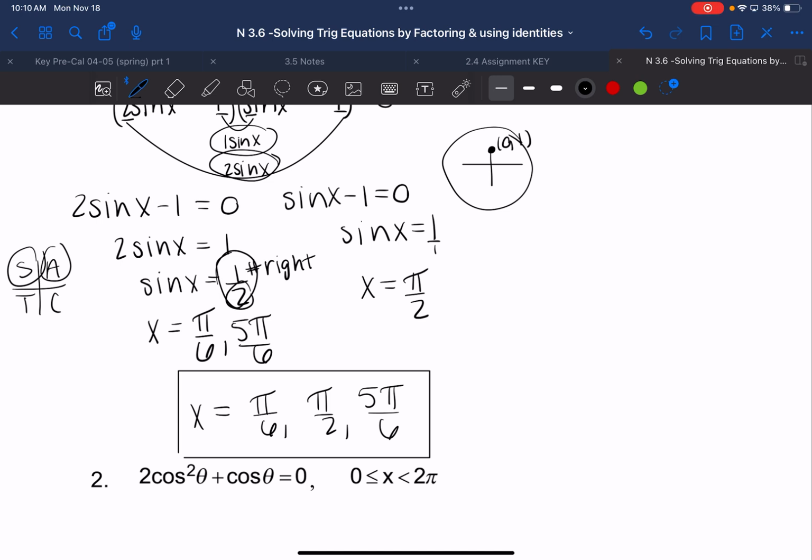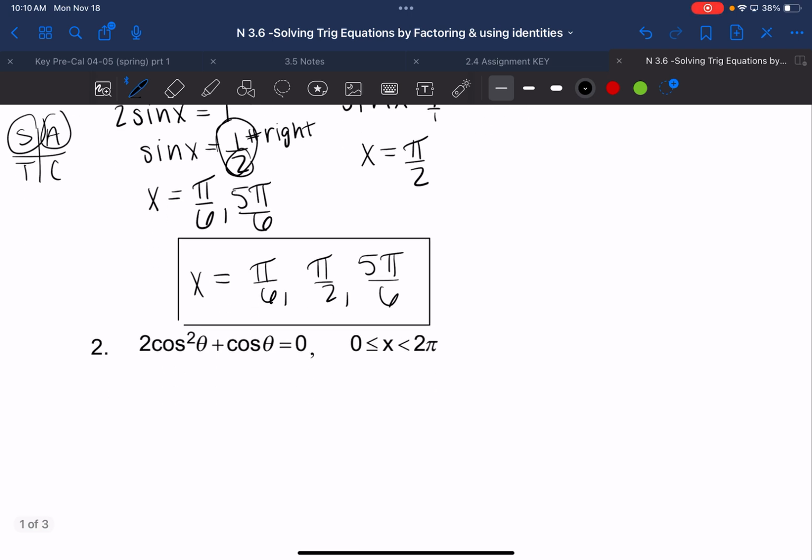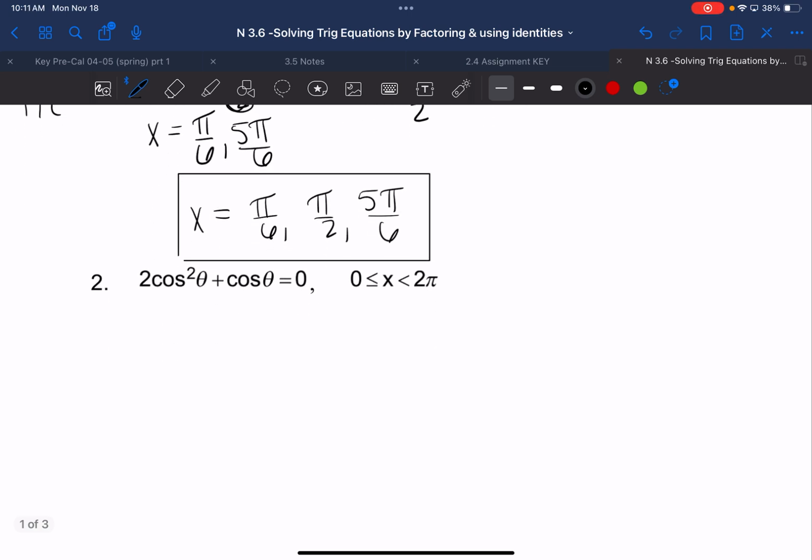Okay, let's do another one. Okay, number 2 is 2 cosine squared plus cosine equals 0. Again, this doesn't really look like one of our basic 8, so we must need to factor it. Okay, so this time I don't have 3 pieces, I've only got 2 pieces. But in this piece and this piece, do you guys see anything that they have in common that I could factor out, like a GCF? Cosine. Okay, so let's do that. So let's factor out a cosine of theta.